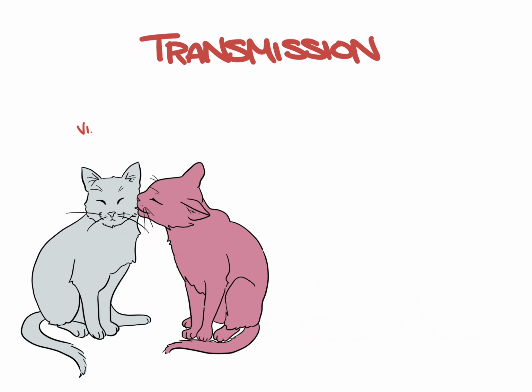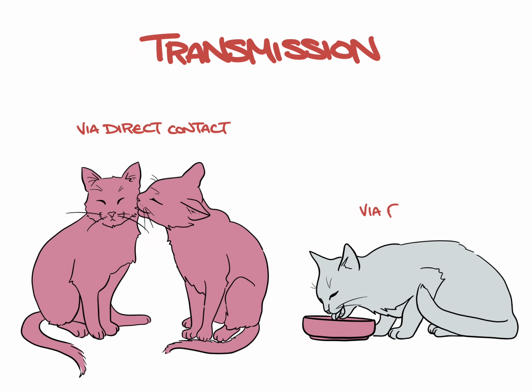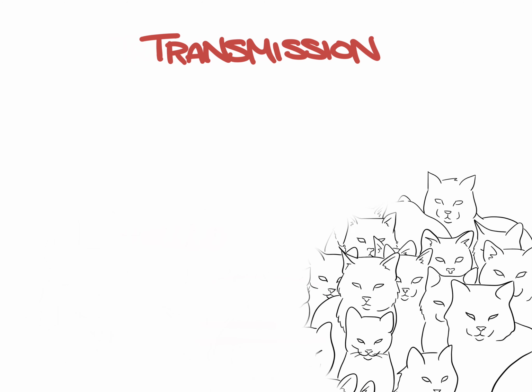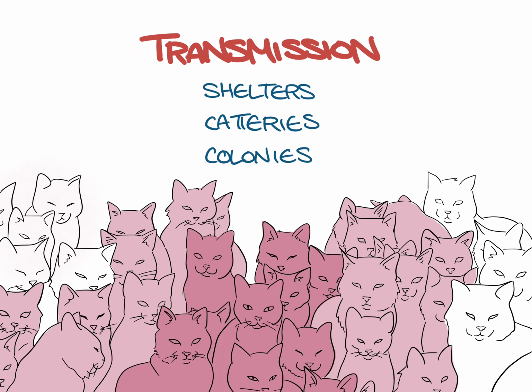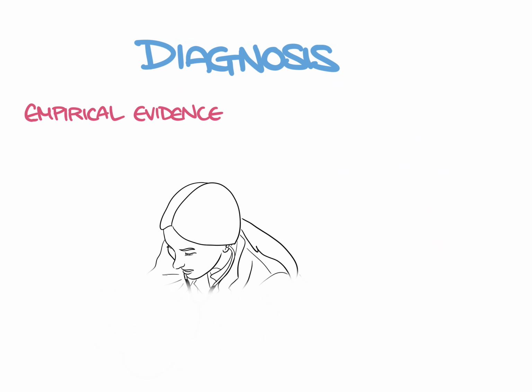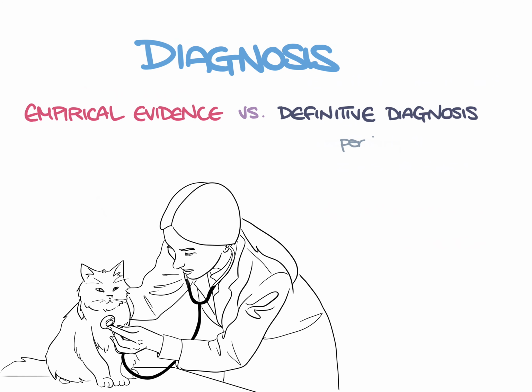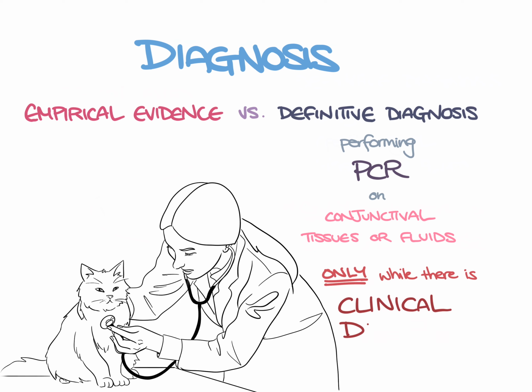Transmission occurs primarily by direct contact. However, transmission via fomites may occur in dense population conditions. As such, cats in shelters, catteries, and colonies are at the highest risk of infection. Diagnosis is typically made based on empirical evidence, but definitive diagnosis can be achieved by performing PCR on conjunctival tissues or fluids, but only while there is clinical disease.